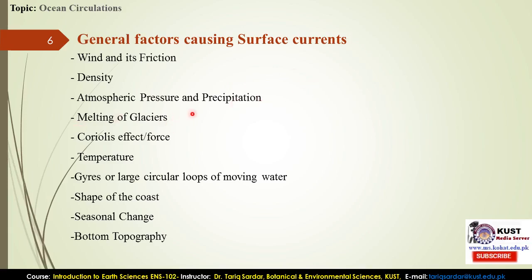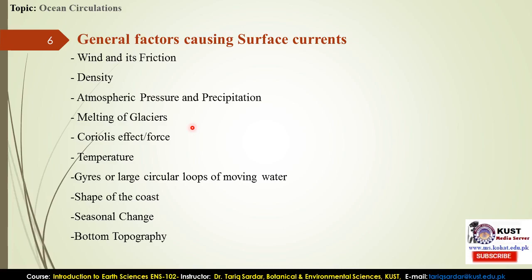Melting of glaciers also plays a role, because melting glaciers form warmer currents towards the colder subpolar areas or the equatorial areas, and again make the warm currents flow towards the polar areas. Another very important and major factor in surface currents is the Coriolis effect or force.